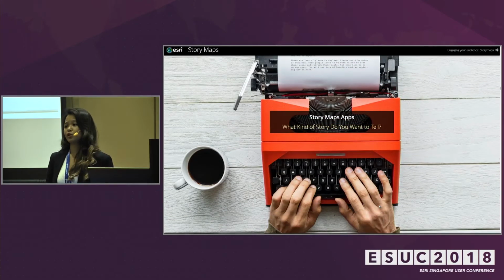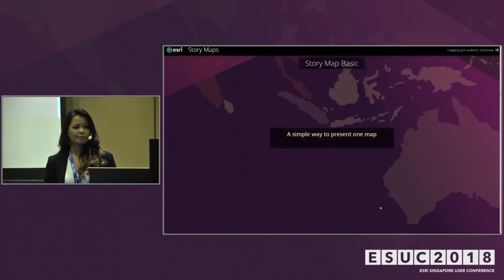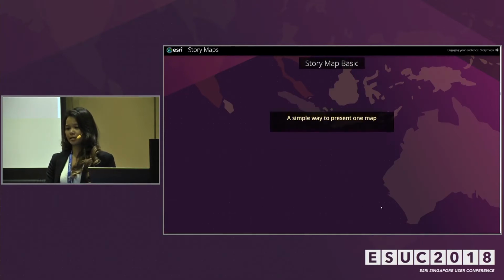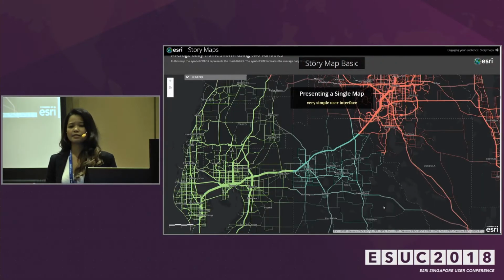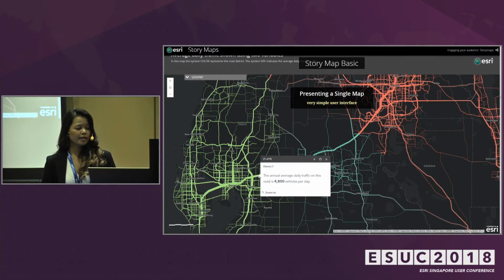Now that we know what story maps are, let's take a look at the available apps and templates that we can use. Let's start with the simplest one, the Story Map Basic. Story Map Basic is a very minimalist approach and interface. Let your map speak for itself. The users can just click on the features and they can get more information in the pop-up window.